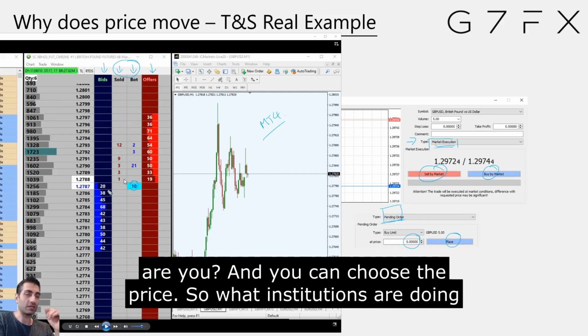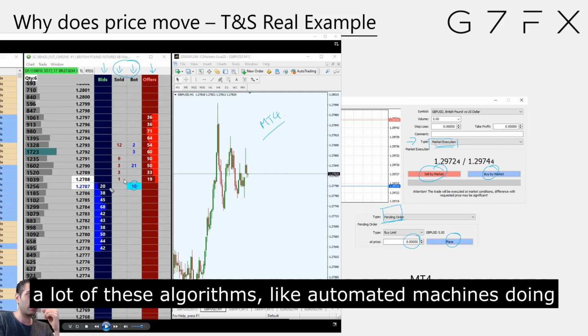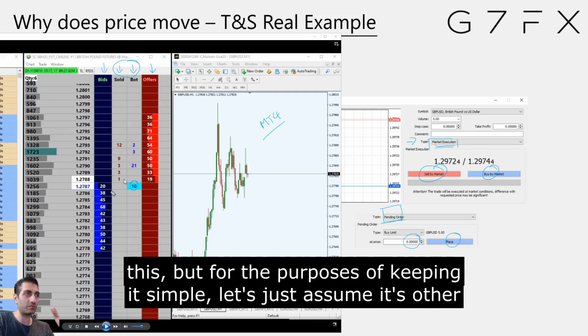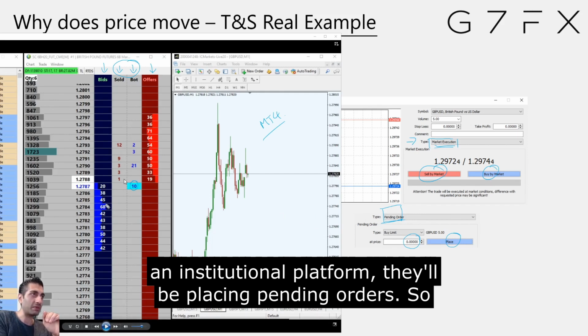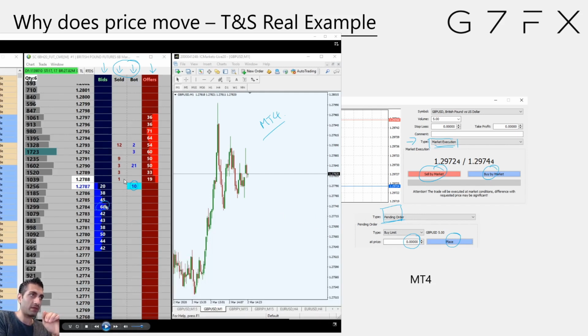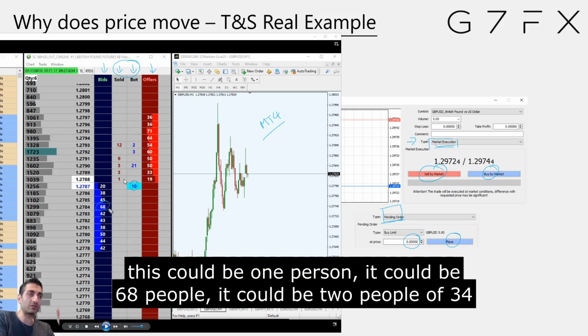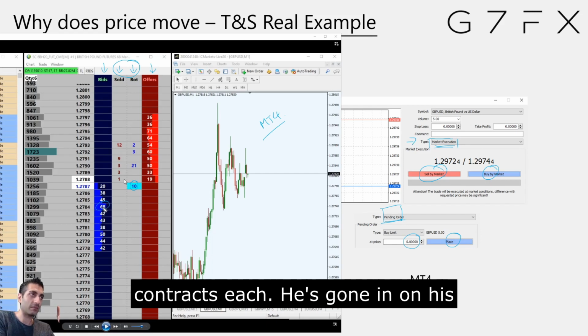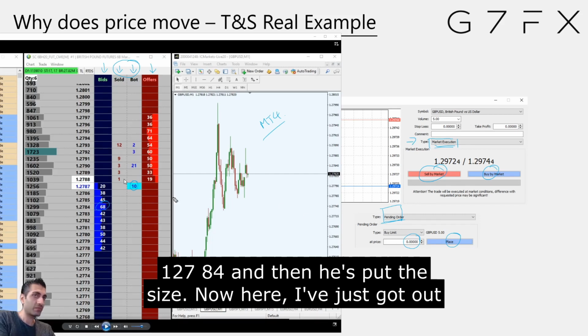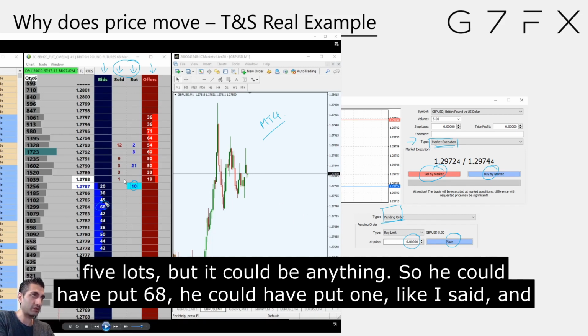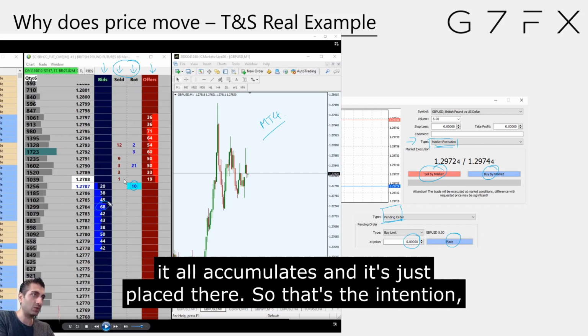So what institutions are doing, and a lot of these are algorithms, like automated machines doing this, but for the purposes of keeping it simple, let's just assume it's other institutional traders. They'll be doing the same things, guys, but on an institutional platform. They'll be placing pending orders. So this could be one person, it could be 68 people, it could be two people of 34 contracts each. He's gone in on his platform and he's put buy limit, he's put 127.84, and then he's put the size. Now here I've just got it at 5 lots, but it could be anything. So he could have put 68, he could have put 1, like I said, and it all accumulates and it's just placed there. So that's the intention, guys.